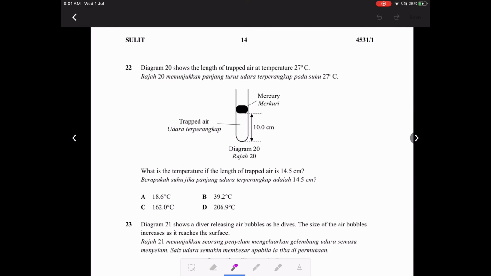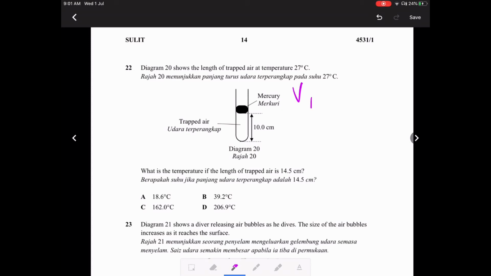Okay, 22, diagram 20 shows the length of trapped air at temperature 27 degrees Celsius. What is the temperature if the length of trapped air is 14.5 cm? Okay, so length of trapped air itu ialah 10 cm. Trapped air ni mewakili volume. So volume and temperature ini ialah Charles law.